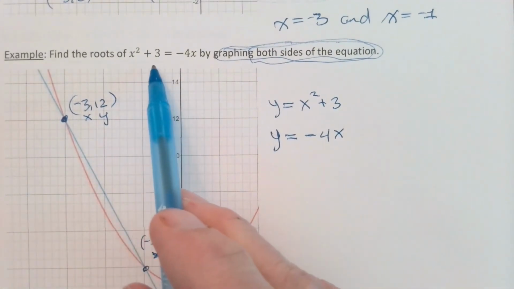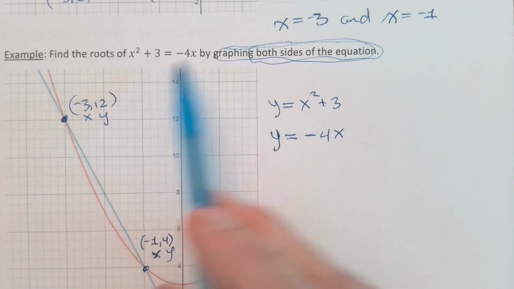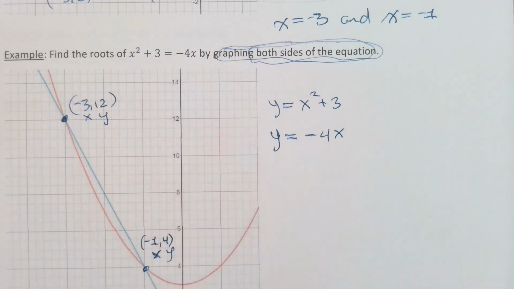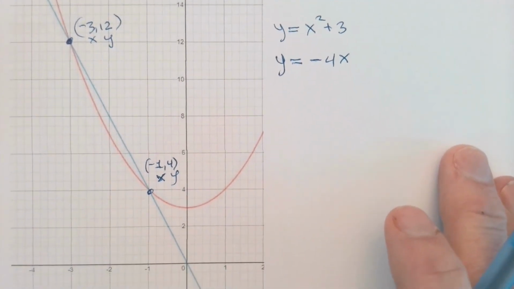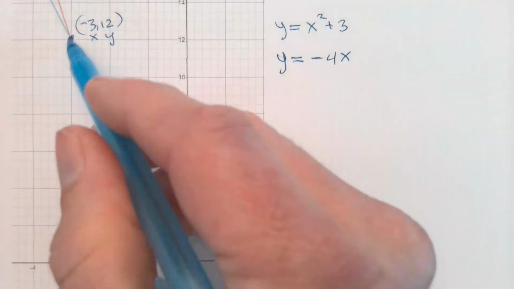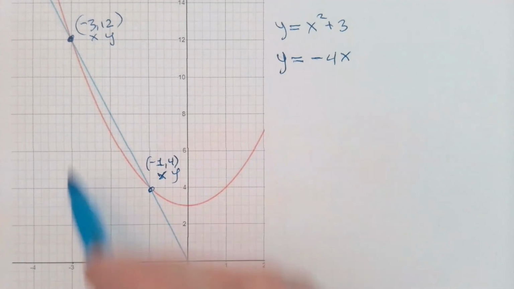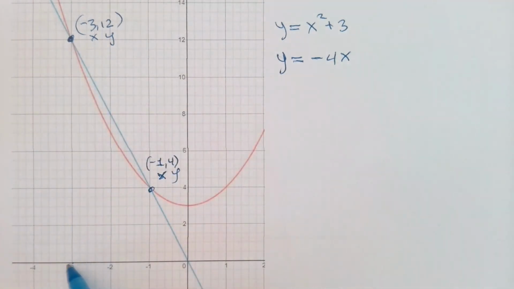Graph this side, get a parabola, it might be red. Graph this side, get a line, it might be blue. And where those two lines intersect, go and look for the x values, -3 and -1. And if you trace down here, you'll see exactly that that last parabola in the previous problem had x-intercepts at those points. It's kind of interesting. It gives you a different way to do it.